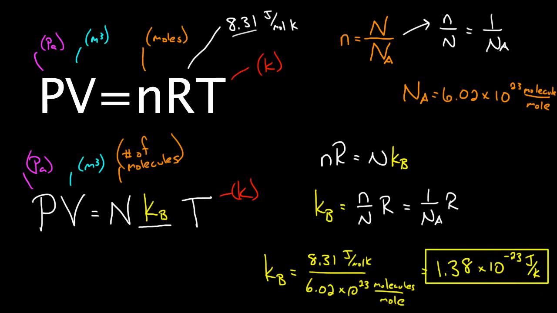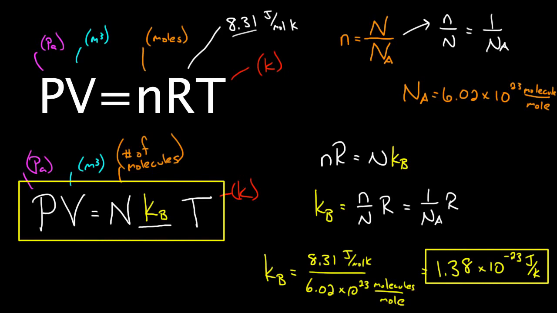Why do we care about Boltzmann's constant? Well, it allows us to write a more microscopically oriented version of the ideal gas law that focuses on number of molecules instead of number of moles. And this number pops up all over statistical and thermal mechanics. It's one of the most important constants in all of thermal physics, in fact.